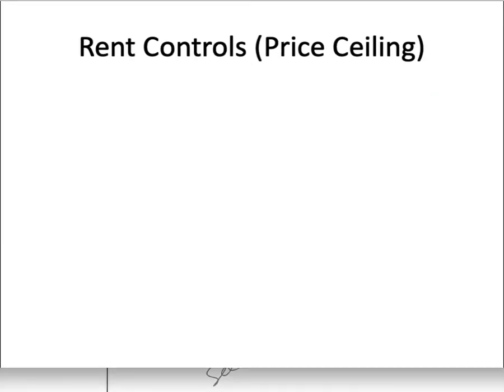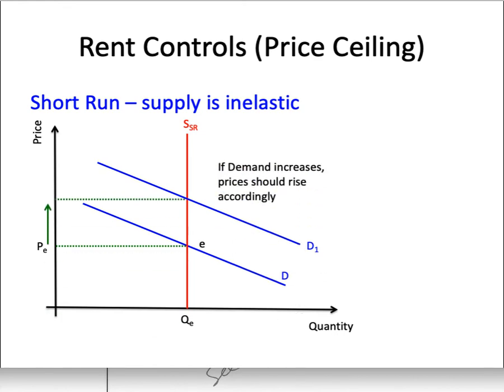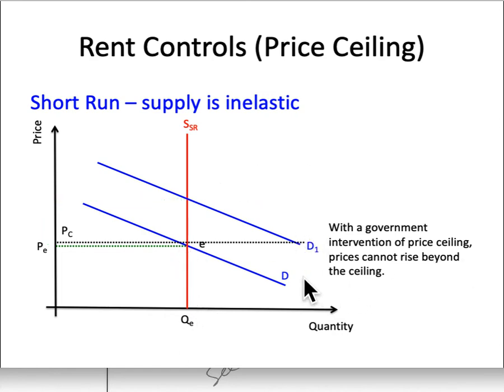The example of the price ceiling in our notes is rent controls. Here we look at what happens if demand increases for these homes or rents. Price should go up, but if we implement a price ceiling, prices cannot go up. That means quantity supplied stays static, but quantity demanded has increased quite a bit, and therefore a shortage of this housing will occur.